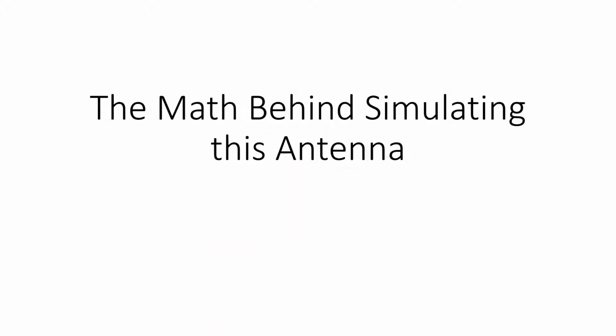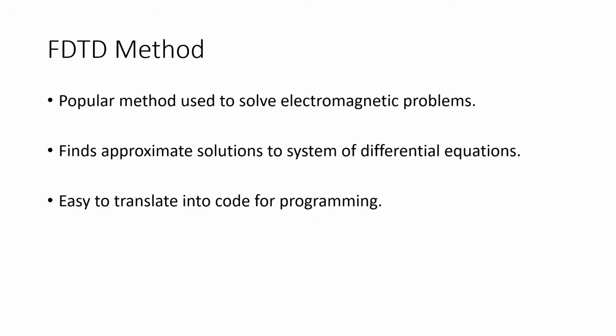Next, we will be going over the math behind simulating this antenna. The FDTD method is one of the most popular numerical analysis techniques that is used to obtain solutions to computational electrodynamic modeling problems. It has been applied to a wide variety of problems, such as scattering for metal objects and dielectrics, and electromagnetic absorption in the human body when exposed to radiation. Using this method also allows us to easily translate the working of the equations into code used for programming in software such as MATLAB. In our project, we use the FDTD method to analyze the H-shaped patch antenna.